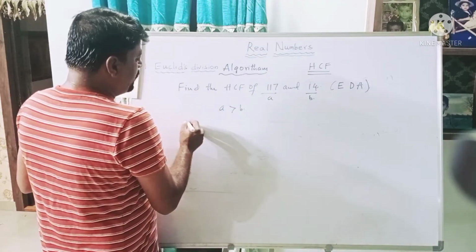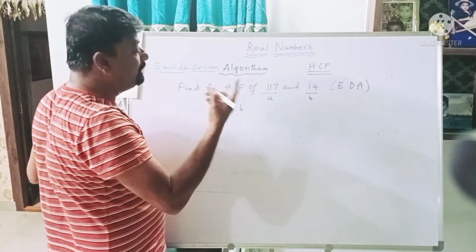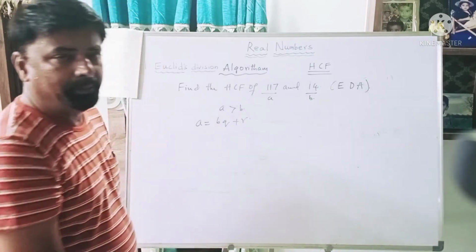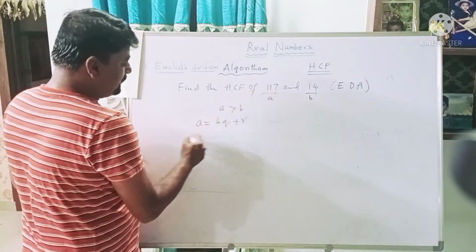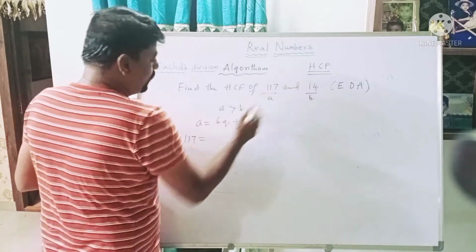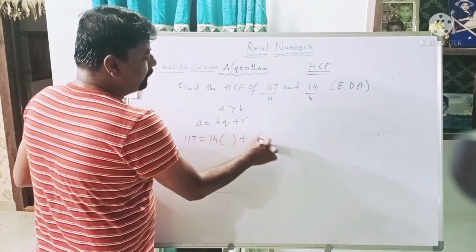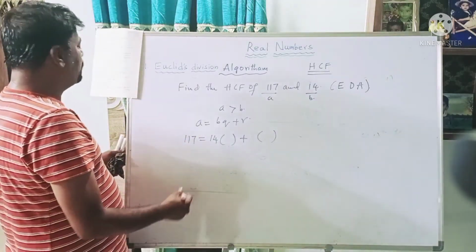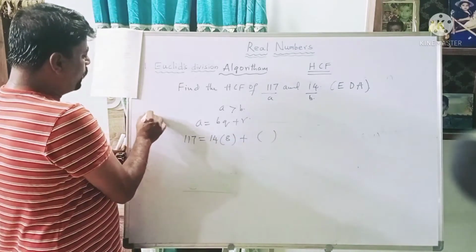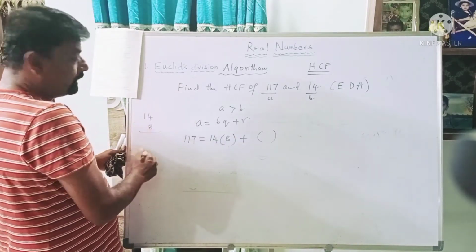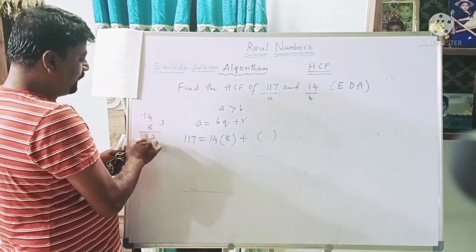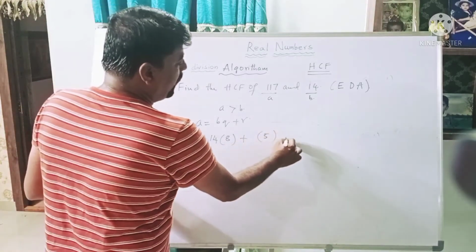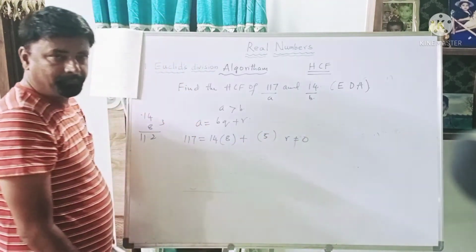Therefore according to EDL, Euclid's division lemma, A is equal to BQ plus R. Here A is equal to 117 and B is equal to 14, so 14 into something plus something. How many times will 14 go into 117? It will go 8 times. 14 8s are 112. So how much remainder will you get? You will get 5. But here R is not equal to 0 in this case.